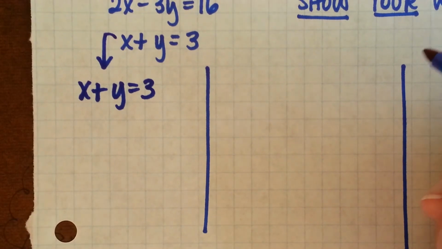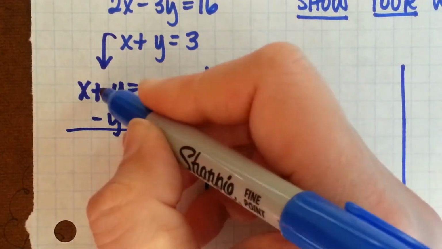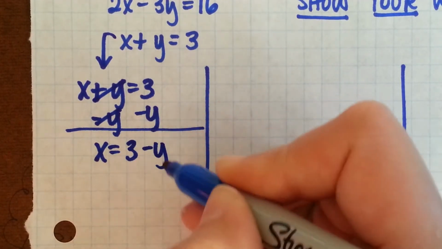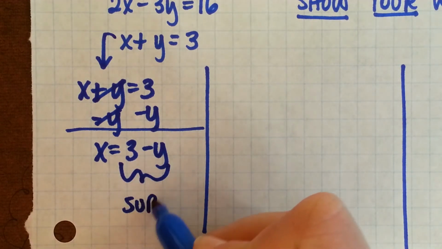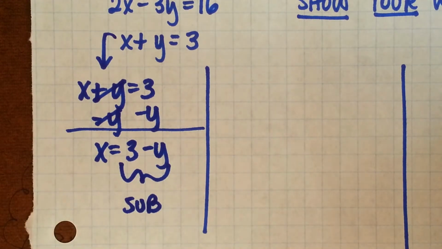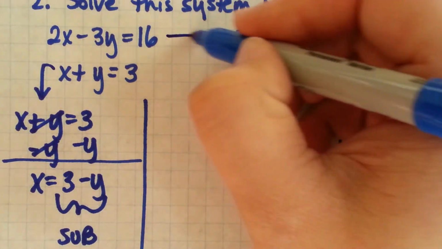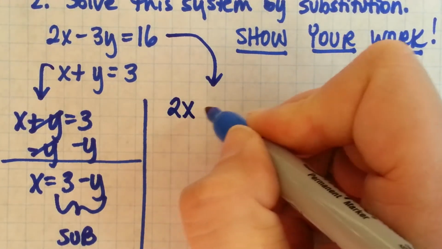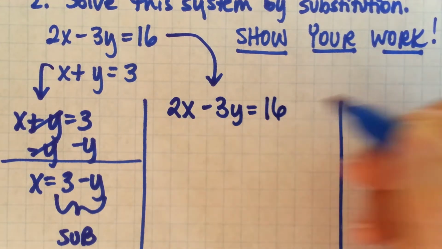And I'm going to solve for x. So I will subtract y from both sides, giving me x equals 3 minus y. 3 minus y is the sub for x. Next, in the second column, we're going to use the first equation since we haven't used it yet. So we have 2x minus 3y equals 16.